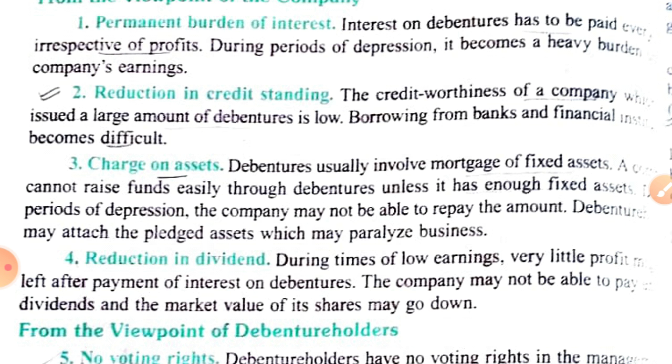And charge on asset, there is a fixed or floating charge on assets. If the amount of interest is not paid on time, when there is no profit, then the debenture holders may ask for the winding up of the company. Is this clear? Moreover, they can ask to sell our assets to recover their money. As our assets are less, it becomes very difficult for the company.